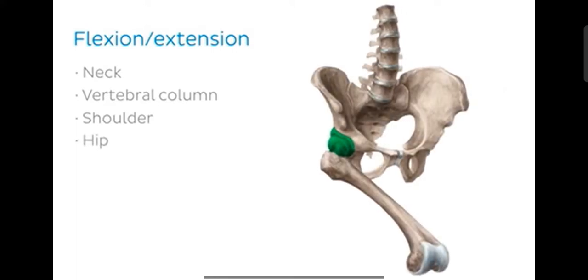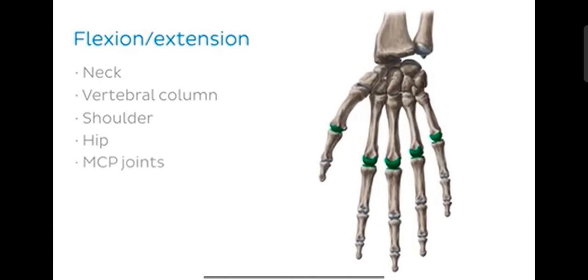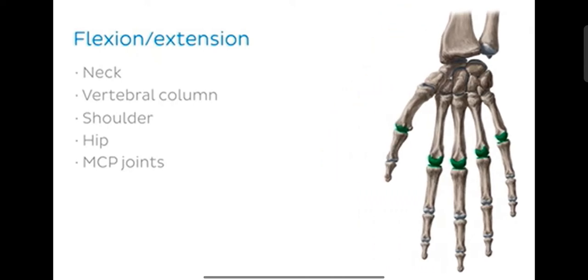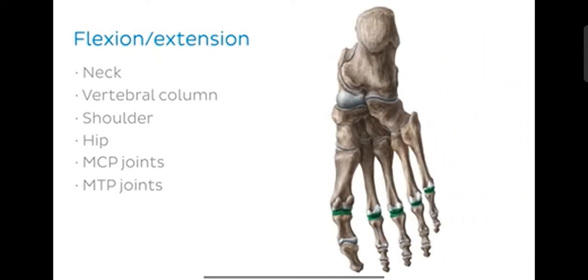Other joints would include then the metacarpophalangeal or MCP joints of the hands, highlighted here. They are the joints at the base of each finger. They are more commonly known as the knuckles. The other joints are the metatarsophalangeal or MTP joints of the foot, which are at the base of each toe. That's all the joints capable of flexion and extension.